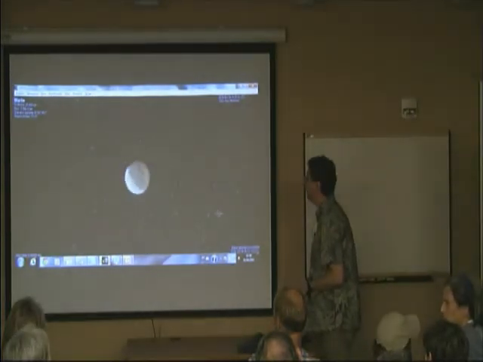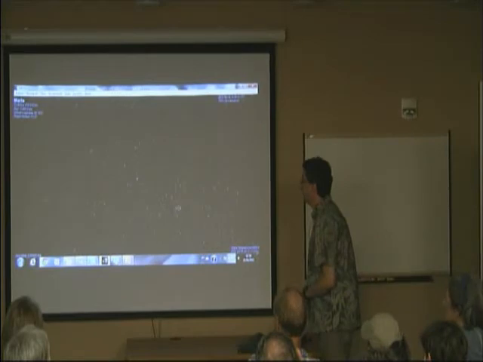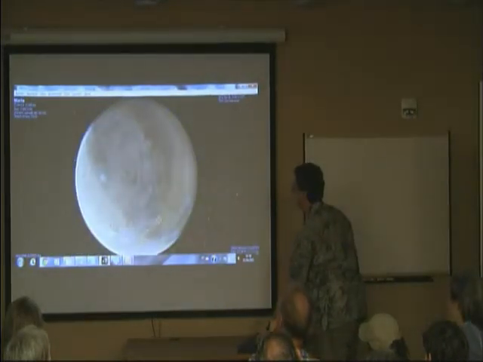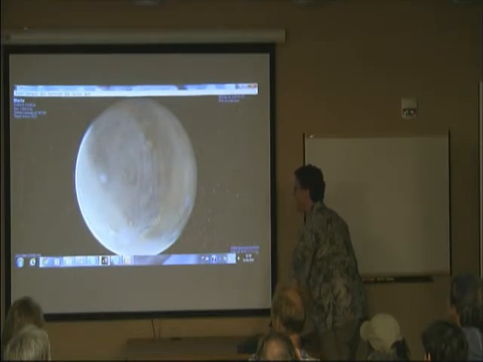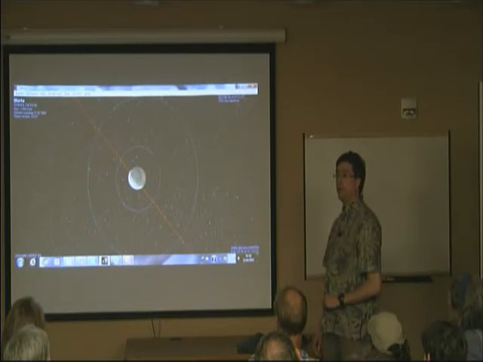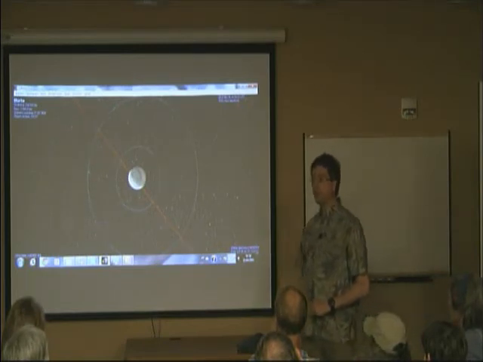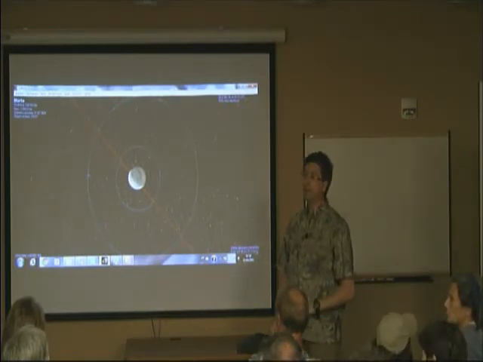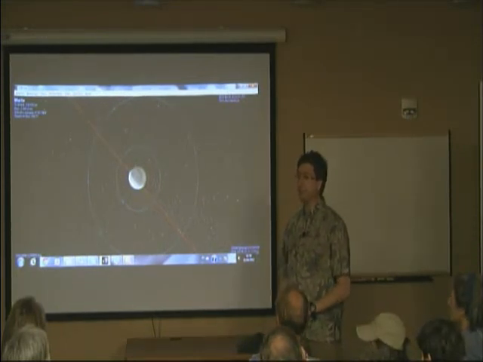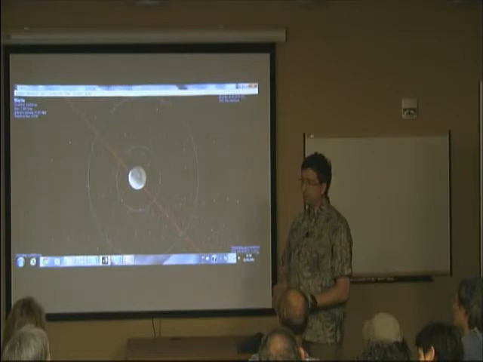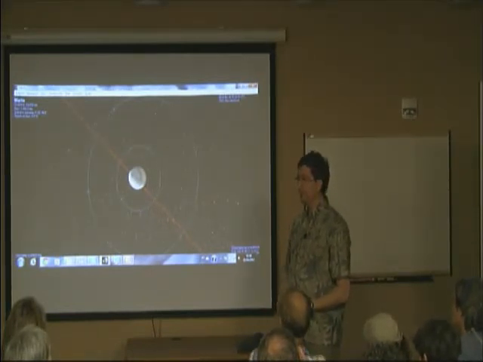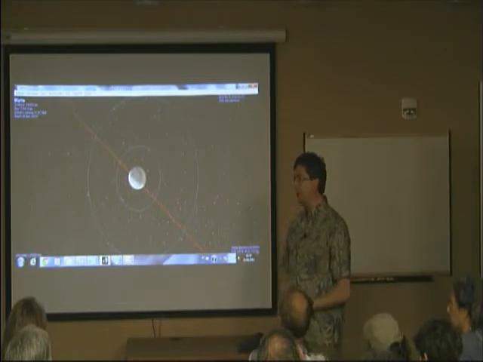So what happens to the meteors? I mean, they're not at the center of the circle. They just disintegrate. Most of them disintegrate. Sometimes we find a piece of meteor. It depends on the angle and how big it is.